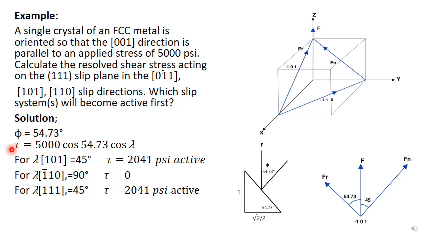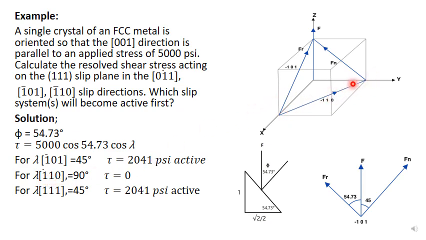The resolved shear stress is 5,000 pounds per square inch times cosine 54.73 times cosine lambda. Lambda is known for the -1, 0, 1 direction. Lambda is the angle between the applied force and the direction, which is obviously 45. Cosine 45 is known, and we can find the resolved shear stress.